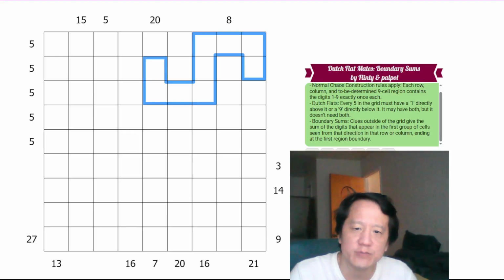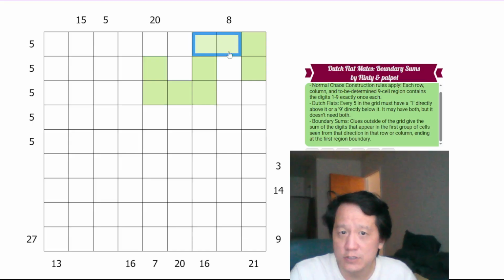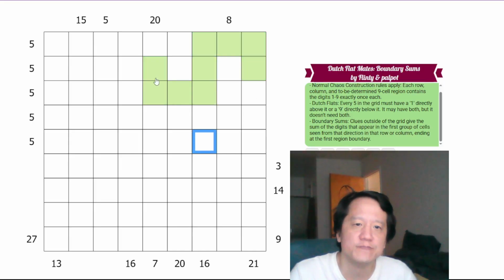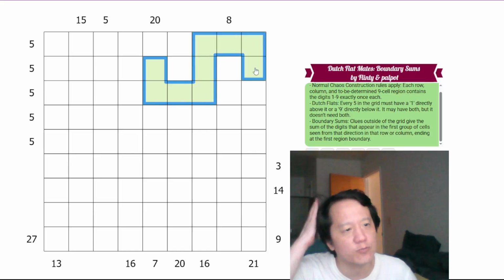Now, what does it mean to be orthogonally connected? It means you can go from any cell in the region to any other cell in that region just by going through edges, all while staying within the region. So, for example, to get from here to here, you can follow this path along edges, all while staying within the region.